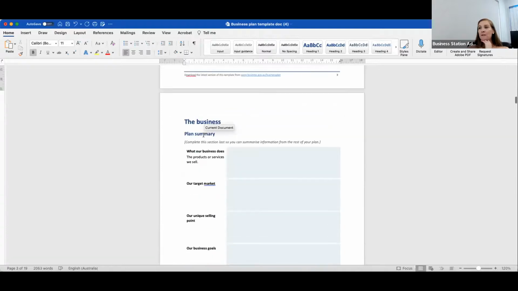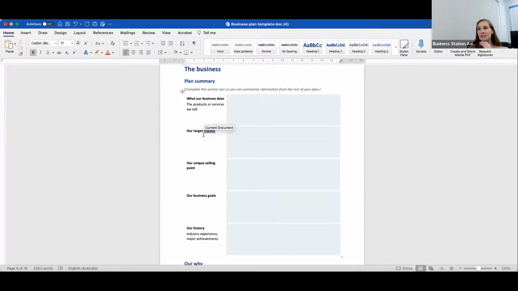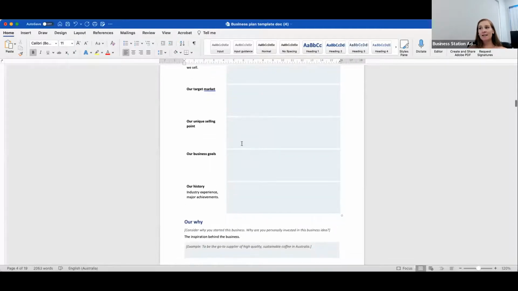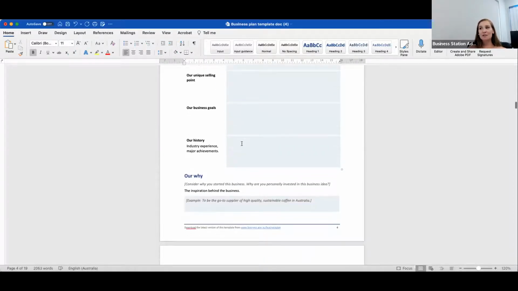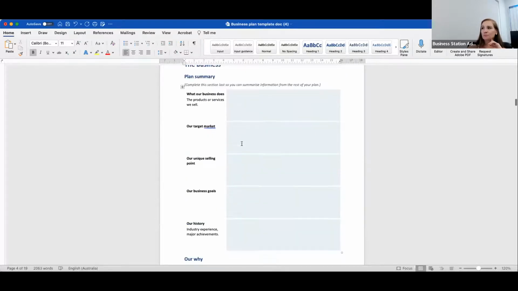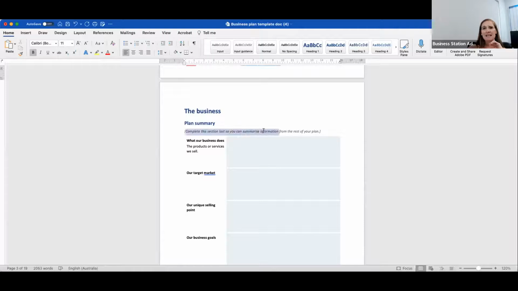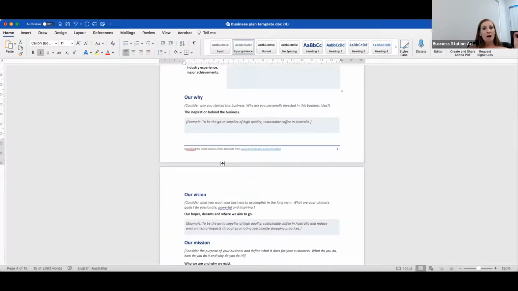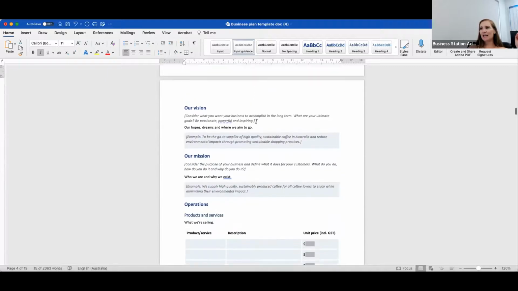Then you get into some information around the business. So this is a bit of a plan summary. What your business does, who your target market is, your unique selling point, your business goals, your history. So again, this is very much at the summary level. And it does say here, this is the executive summary that I was talking about. Complete it last, so you can summarize information that you've pulled from your business plan. The why is why you started the business and why you personally invested in the business idea or the inspiration behind the business. So again, pop that in there.